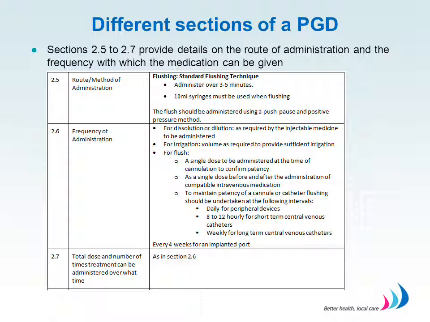Section 2.5 specifies the route and method of administration. Clearly this is important to ensure the medicine is given safely. Section 2.6 and 2.7 specify the frequency of administration and the number of doses that can be given. Again, this is important as it may not be appropriate to give the medicine indefinitely without review by a prescriber.